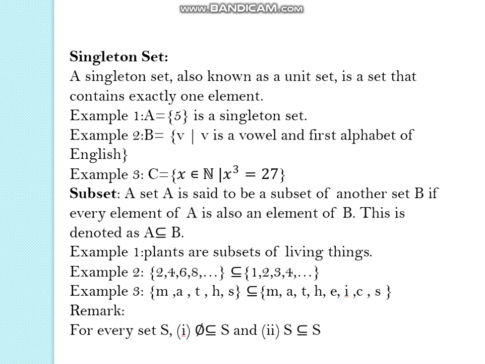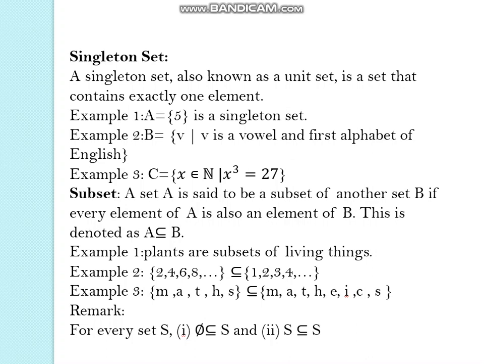The next is the subset. A set A is said to be a subset of another set B if every element of A is also an element of B. This is denoted as A subset of B. Example 1. In real life, plants are a subset of living things. Students in a class are a subset of all the students in the school.